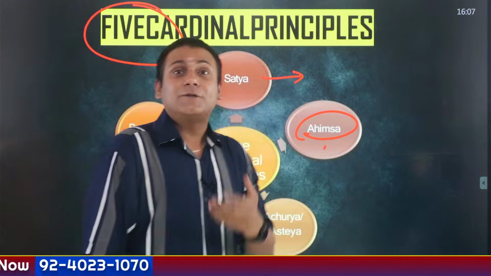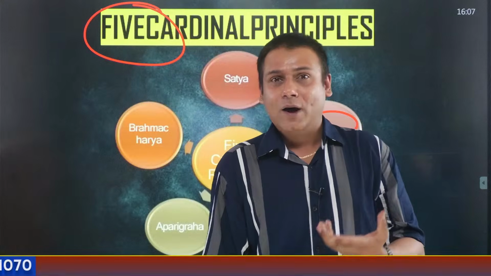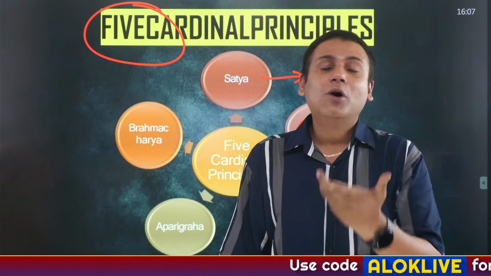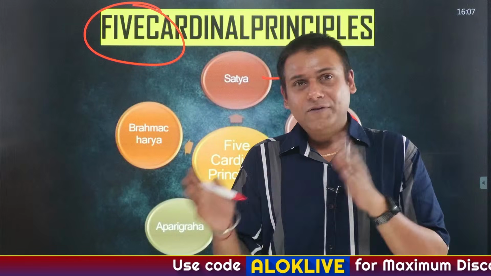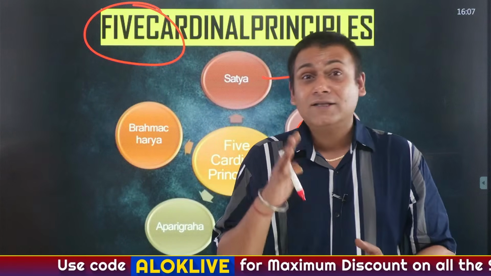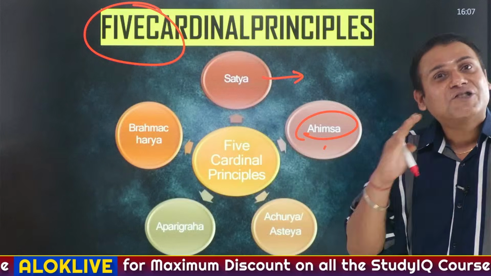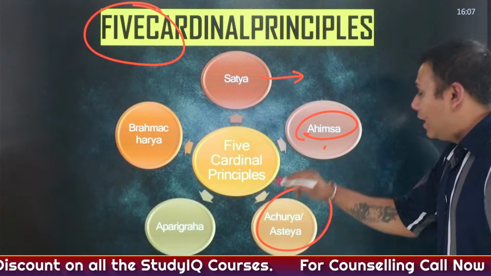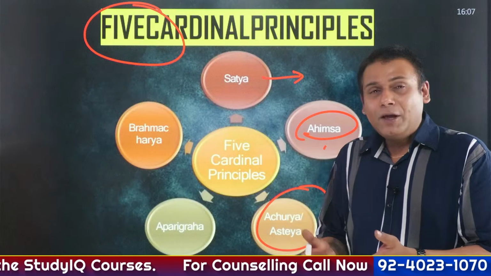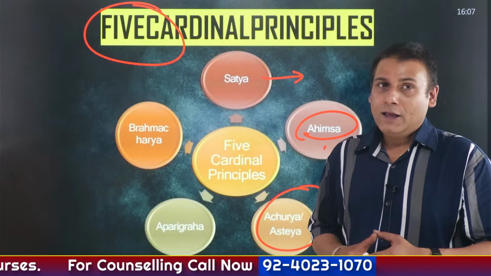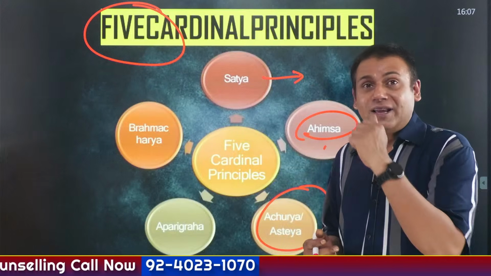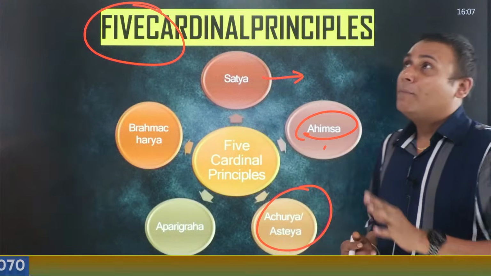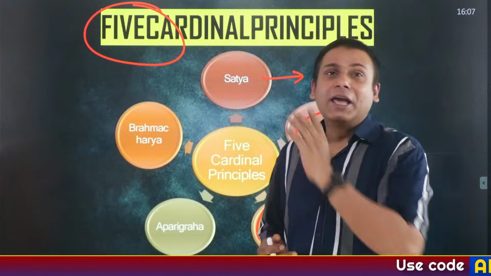Violence in words is speaking in an abusive manner to anyone, speaking in slang language to anyone. And physical violence is violence in deeds. So Jainism believes in strict Ahimsa. Next, Achurya or Asteya, which means non-stealing. One should not claim anything that does not belong to him. That is Achurya or Asteya.